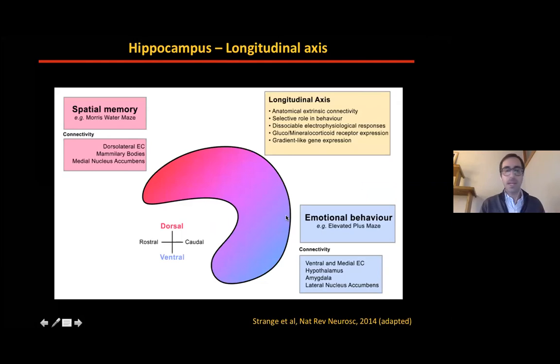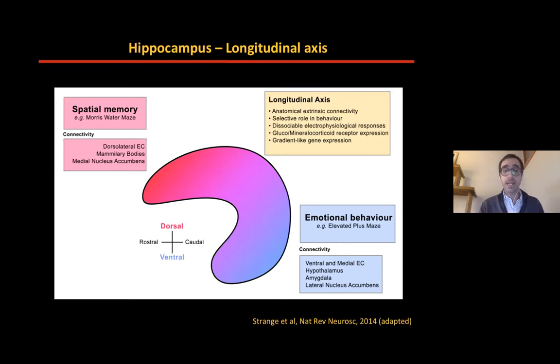And many groups have been addressing this question. For instance, one of the strategies has been to lesion either one or the other region, which has led to some observations, namely implicating this part of the hippocampus, the dorsal pole, more in spatial memory dimensions, in terms of controlling the behaviors of these animals, while the ventral pole of the hippocampus has been implicated more in emotional-like behaviors.